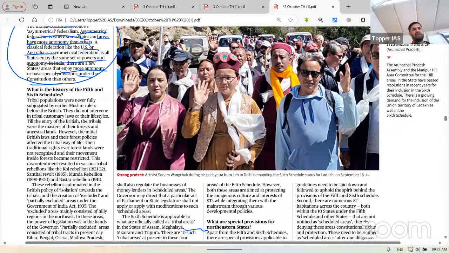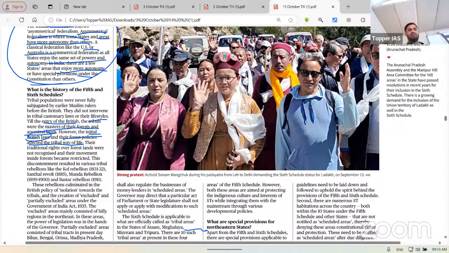Let's see. Till the entry of the British, the tribals were the masters of their forest and ancestral lands. Till the entry of the British. However, the initial British laws and their forest policies affected the tribal way of life.